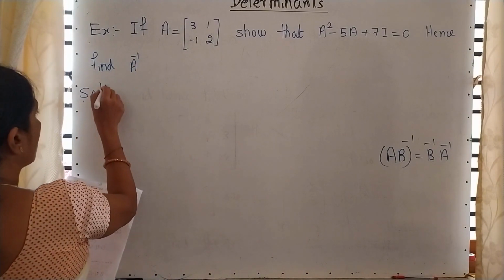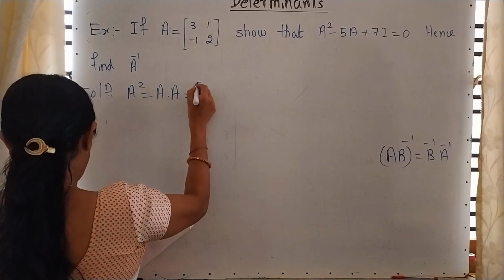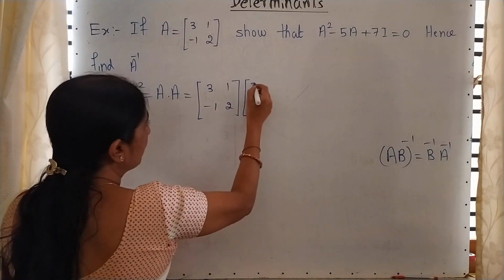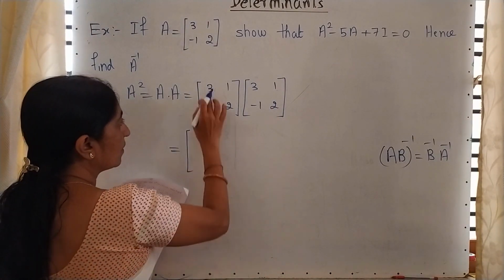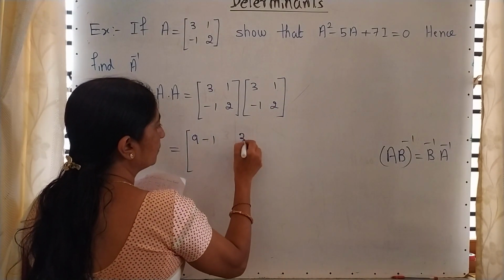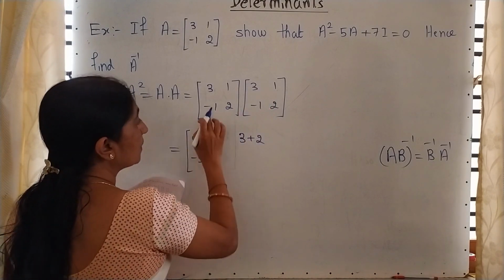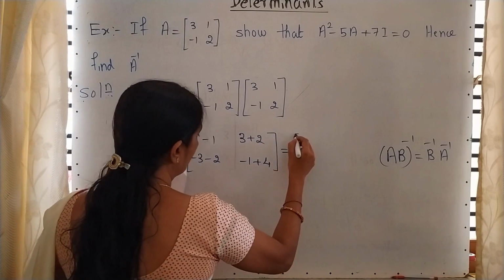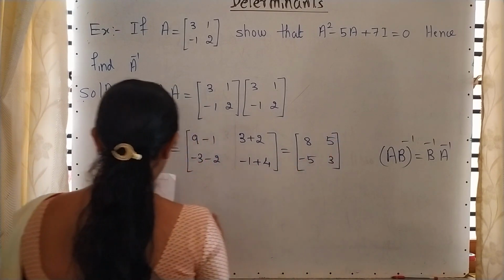So for that first we have to calculate A square, that is A into A. We have to multiply the matrices, and already you are familiar with the multiplication of matrices. First row with first column, first row with second column, then second row with first column, second row with second column. Now simplify this. So this is what? A square.